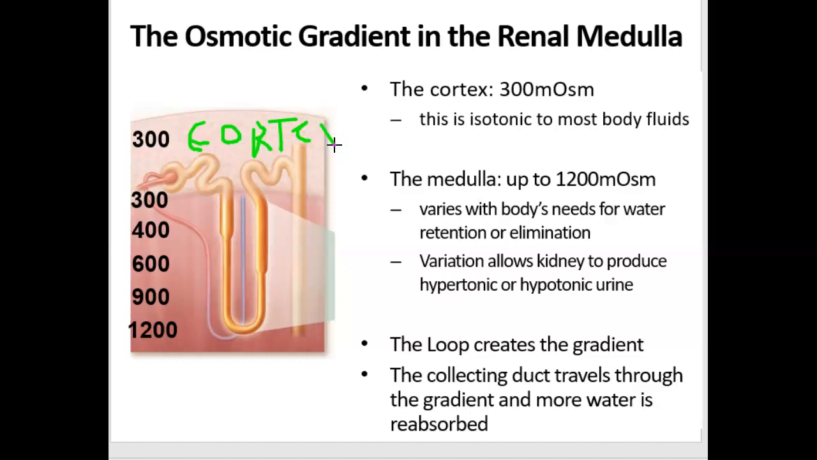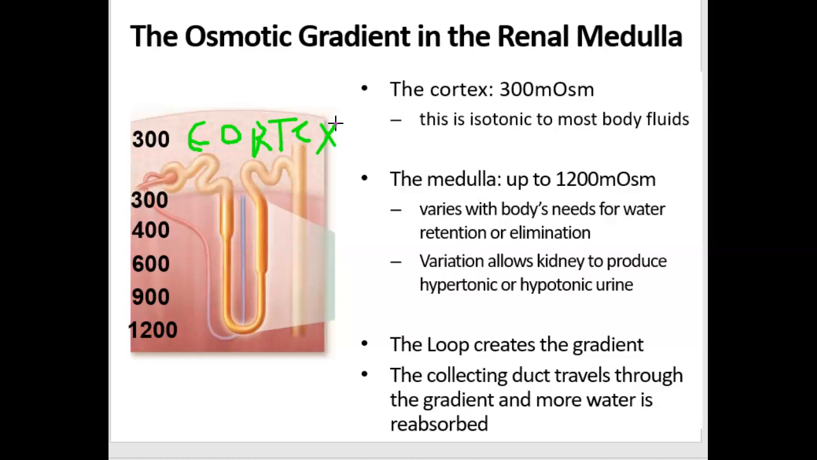That's the cortex. And at the central or deepest part of the medulla, it can get up to 1200 milliosmoles. That varies depending on the body's current water retention or elimination processes. And the variation allows the kidney to produce urine that is very concentrated relative to our normal body fluids, or very dilute compared to our normal body fluids.